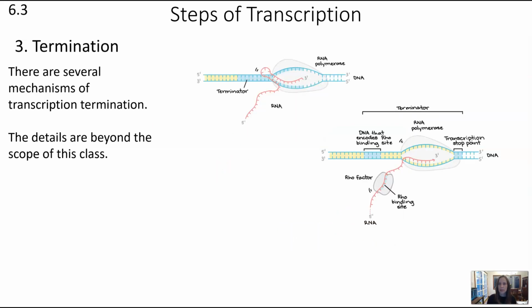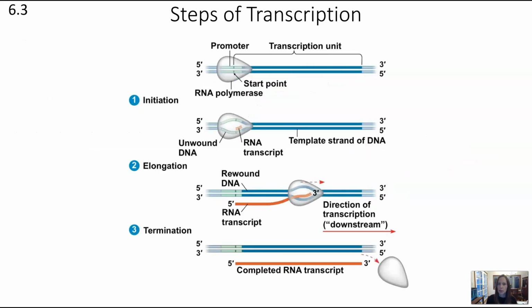The final step of transcription is termination. Remember, this is when it ends. The details of this are beyond the class. There are a couple of different mechanisms that can cause transcription to stop. You don't need to worry about it. Just know that it doesn't go forever. At some point when we reach the end of the gene, the RNA stops building. This diagram is showing a review of all three of the processes of transcription: initiation, elongation, and termination.